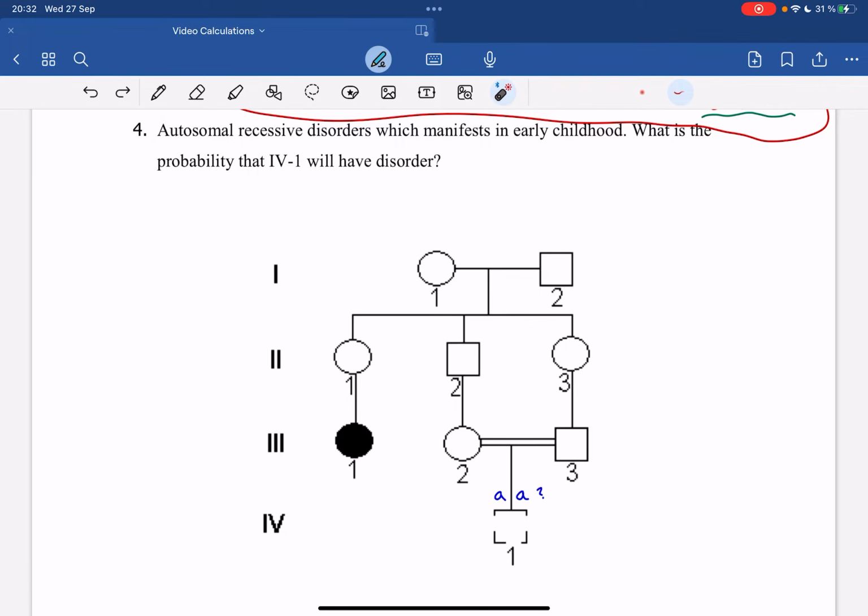Checking this father. We don't know the probability for this father to be heterozygous carrier. So let's just write AA.